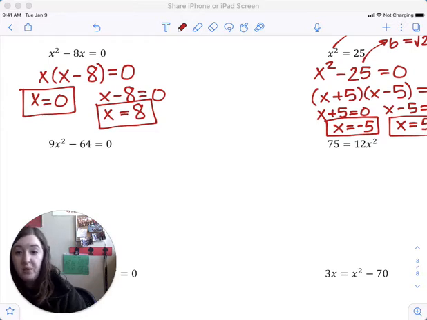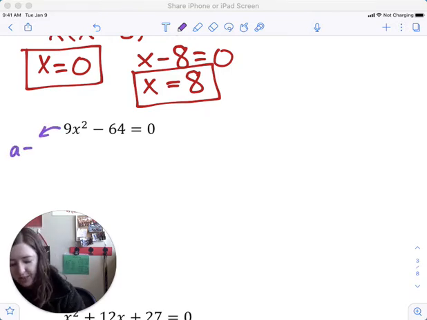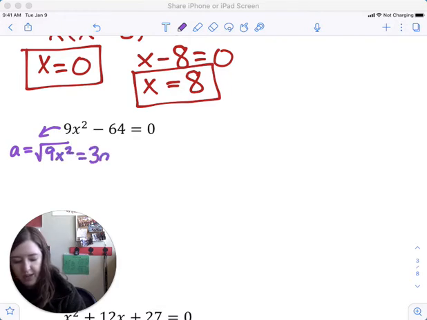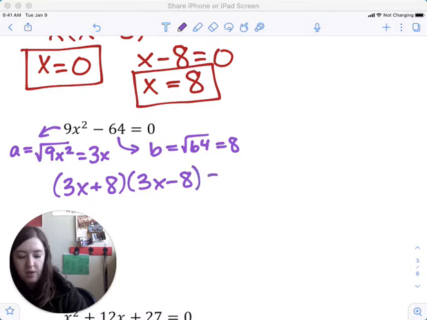On this next one, we have 9x squared minus 64 equals 0. You might notice that 9x squared and 64 are both perfect squares. So this is a difference of squares. So to find our a term, we'll take the square root of 9x squared, which is 3x. For the b term, we'll take the square root of 64, which is 8. So this will factor down into 3x plus 8, 3x minus 8 equals 0.